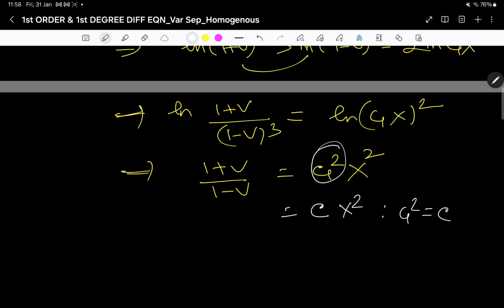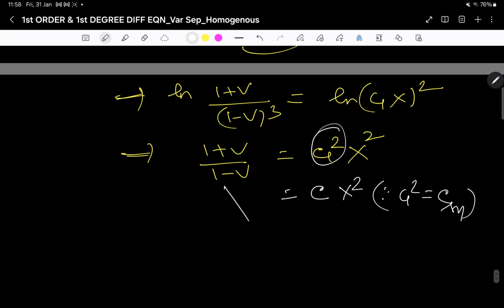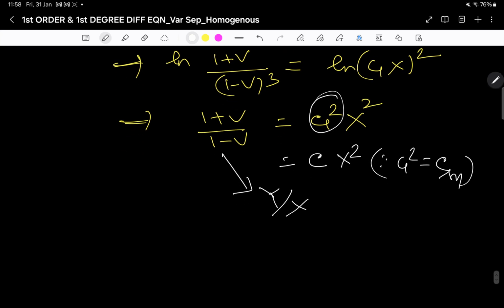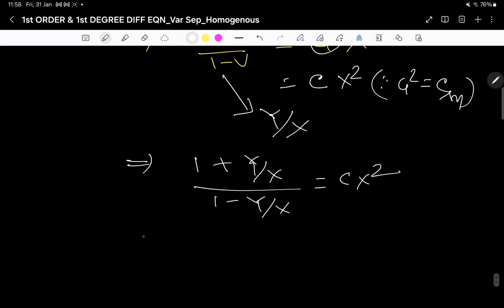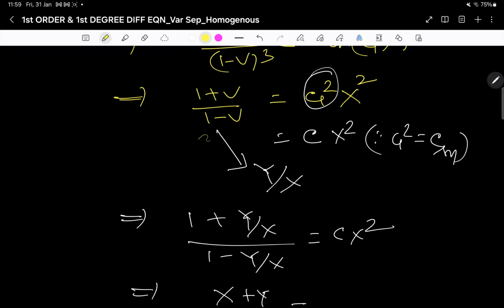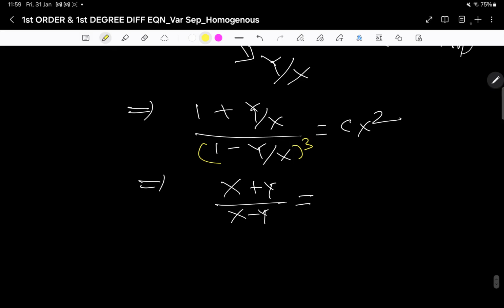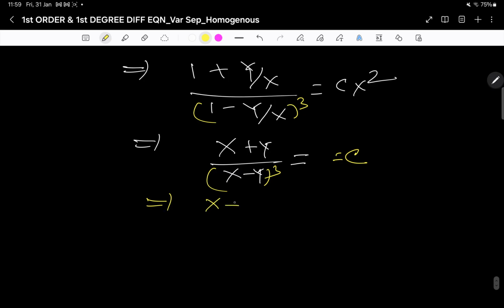Now we put the value of v. v is capital Y by capital X. So you substitute that: (1 + Y/X)/(1 - Y/X)³ = cX². Now you simplify it. It is (X + Y)/(X - Y)³ with the whole cube there. If you simplify it, this will be equal to c. So this implies X + Y = c(X - Y)³.